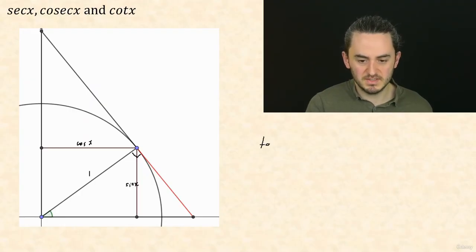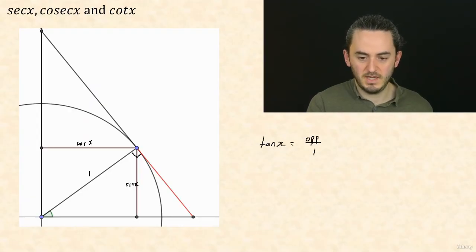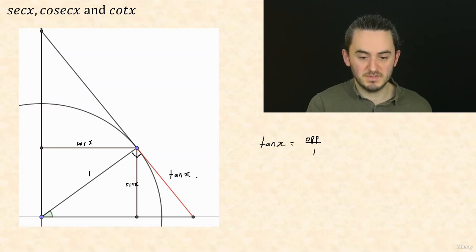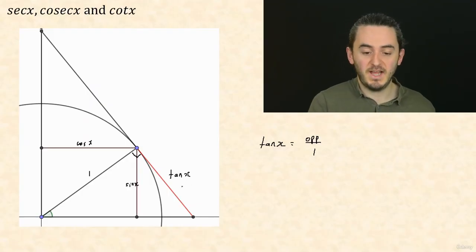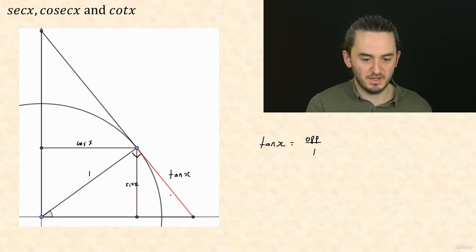So what I know is that tan of the angle is the opposite side divided by the adjacent. Well, divide by 1, don't worry about that. So the opposite side just is tan x. So this side here, that's tan x. And where does the name tan come from? Well, it comes from tangent. So tan x is the length of the tangent drawn from our circle down to the x-axis, which I think is kind of nice. Okay, so far so good.